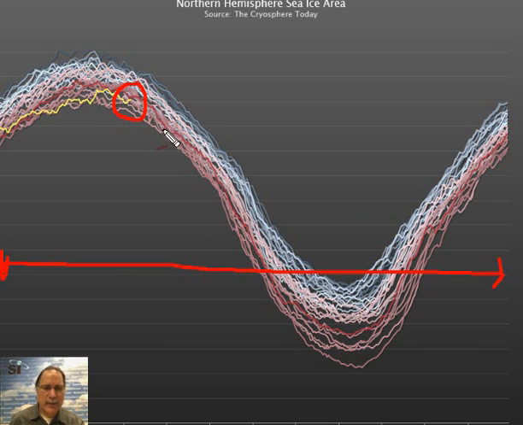The yellow line represents where we stand in terms of northern hemisphere sea ice aerial extent for this particular time, and this is the April 9th time period right here. And notice here it's below most of the years. All these other lines represent individual years going all the way back to the beginning of the satellite data record-keeping time frame in the late 1970s.